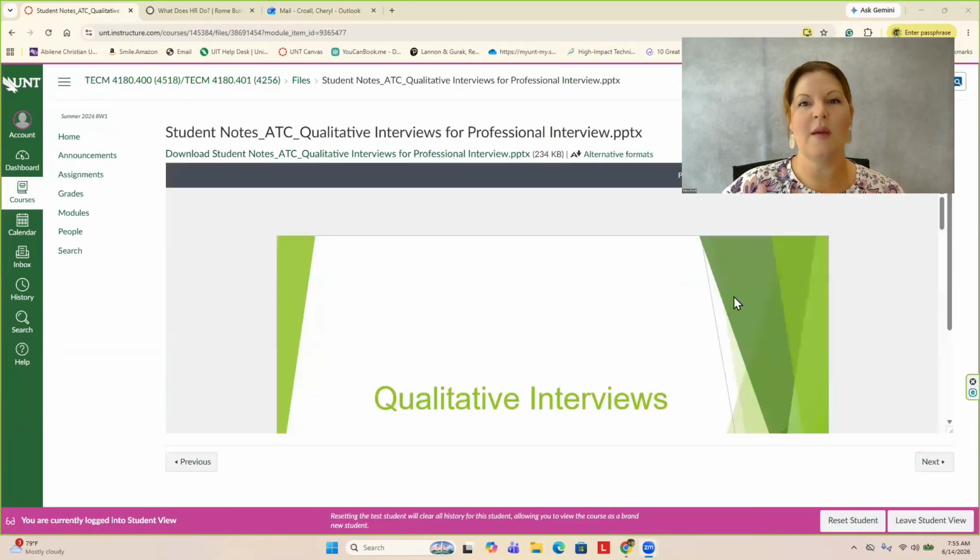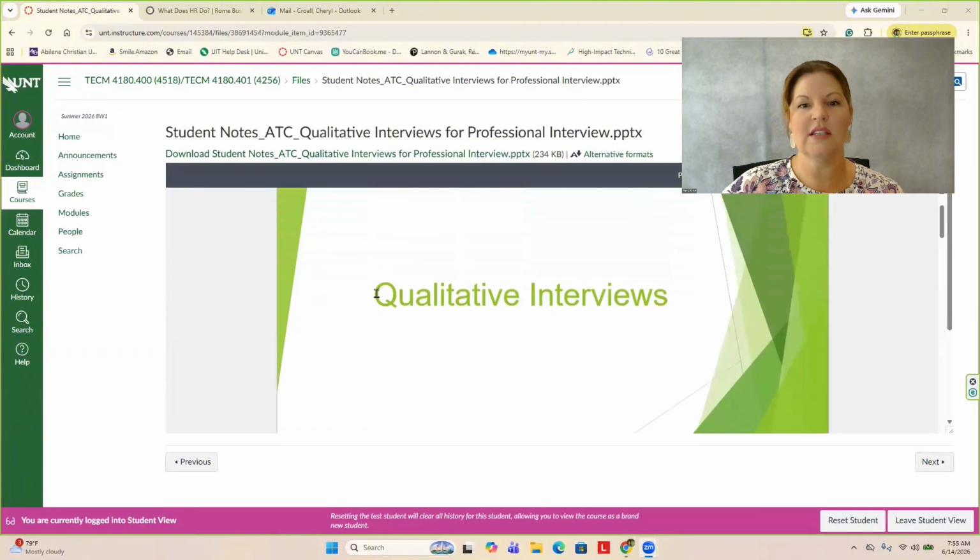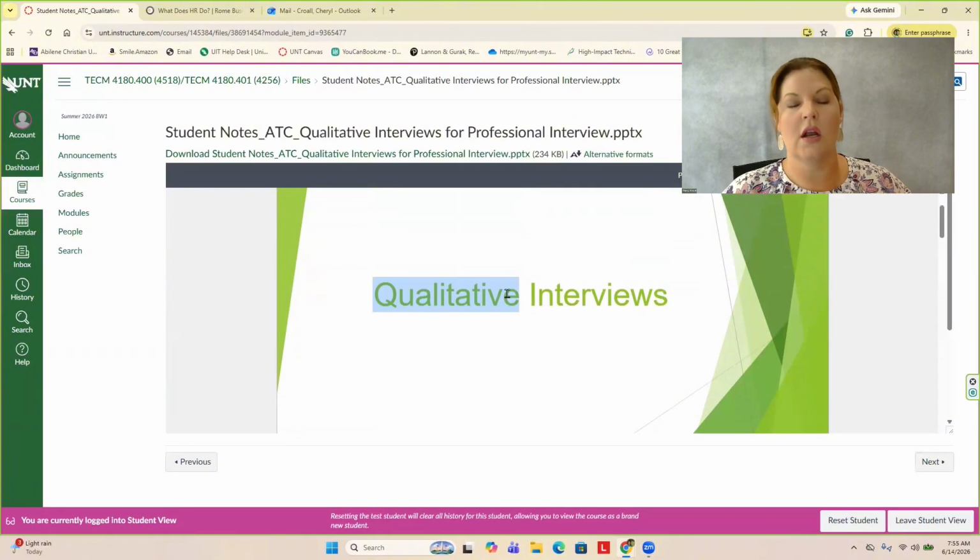So first, let's talk about qualitative interviews. Qualitative, of course, being a type of data. Qualitative uses words, and quantitative data uses numbers. So if you've taken a survey and been asked, how much did you like this company, or would you recommend this company, yes or no, or on a scale of 1 to 10, those are numbers, and that is quantitative data. So we are looking at qualitative data, and that is analyzing the words that people say.